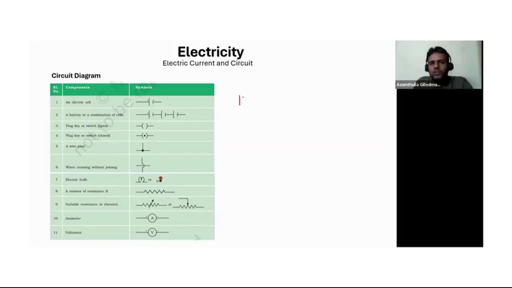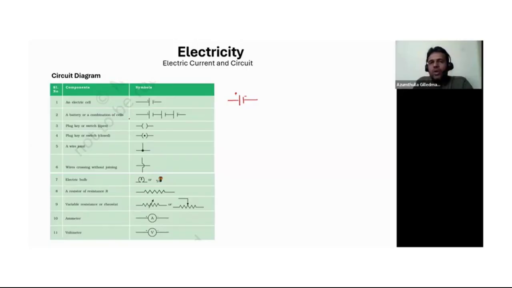You have a positive terminal and you have a negative terminal. Both are vertical lines. The bigger vertical line is your positive terminal, and your smaller vertical line is your negative terminal. So this is the indication of a battery cell. Okay. Now a battery, or a combination of cells.